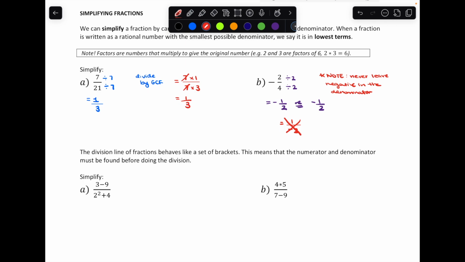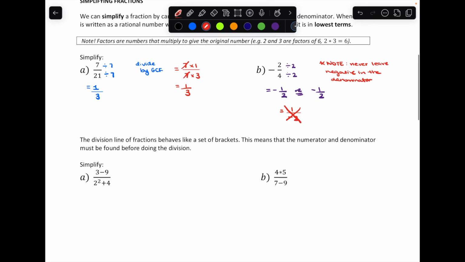If we think of the order of operations, again, we will do brackets first and then division comes later. And so here we have 3 minus 9 over 2 squared plus 4. And so here we can rewrite it with the brackets. So 3 minus 9, that's the numerator. In the bottom, we have 2 squared plus 4. So again, we're going to solve for the numerator, solve for the denominator, and then we divide.